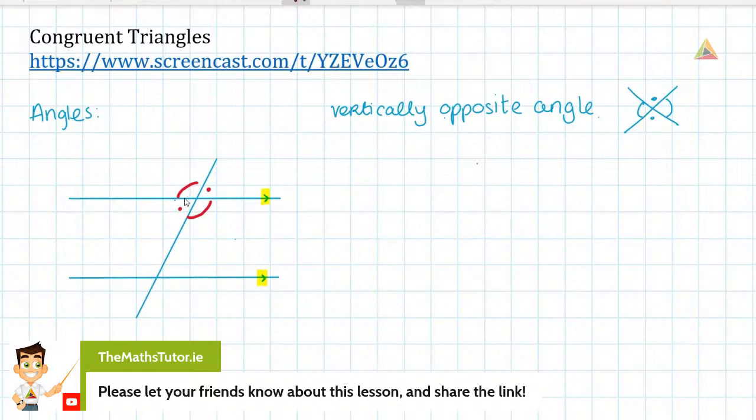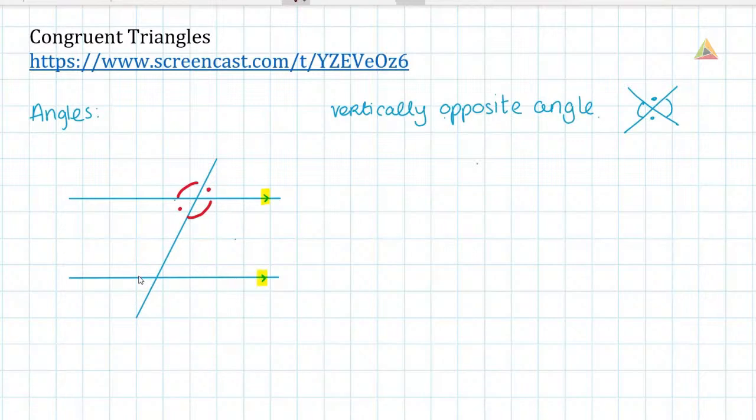Now I also have two lines crossing further down, and I see that these angles here will match and these angles here will match. And when we're asked about angles, we always have to give a reason for it as well. So I'd be explaining in this case that we have vertically opposite angles.